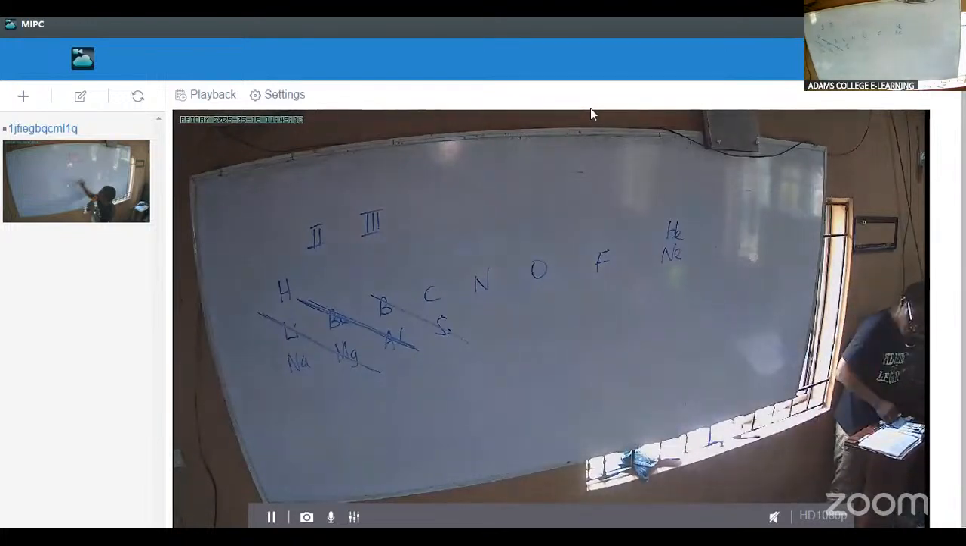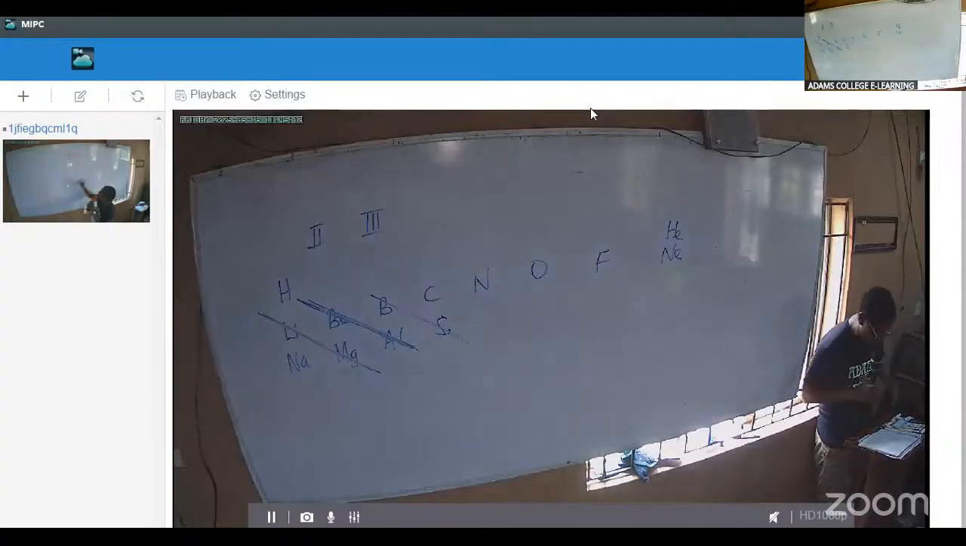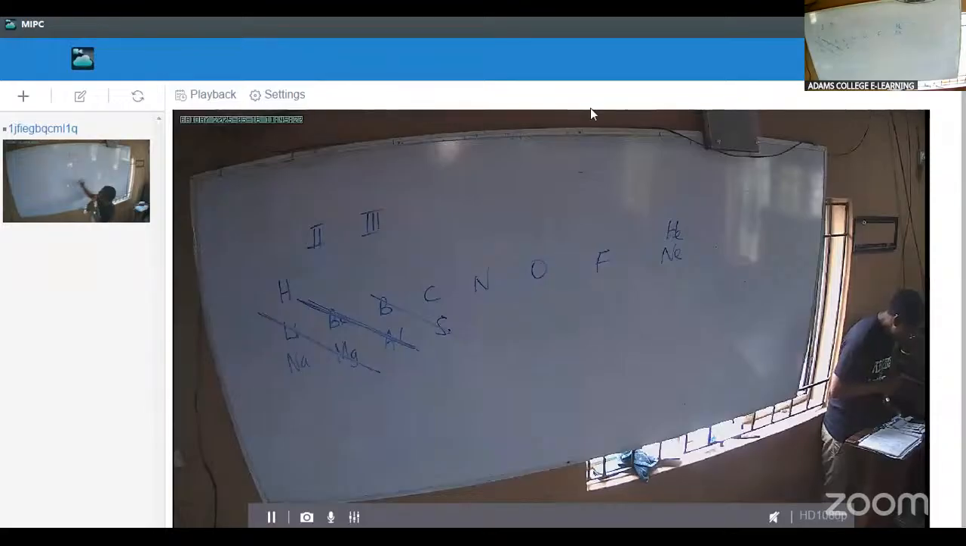Which of the following radioisotopes is used to estimate a specimen's age, such as a tree? Option A, carbon 14.